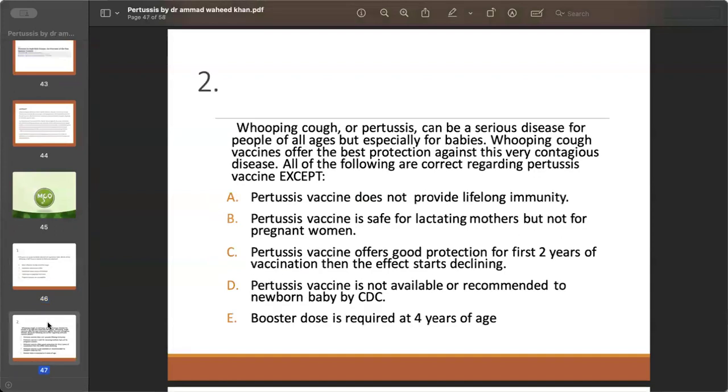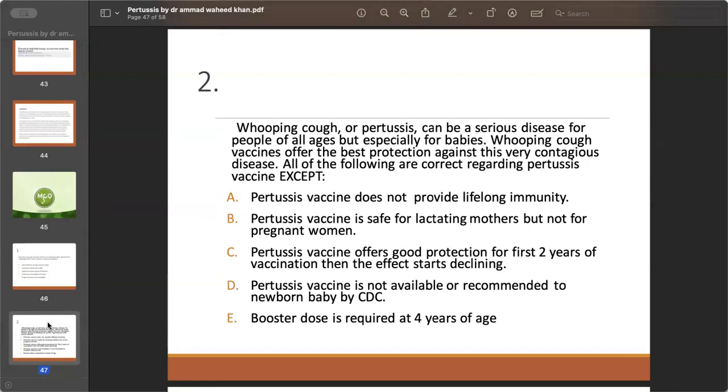Question number 2. Whooping cough or pertussis can be a serious disease for people of all ages, but especially for babies. Whooping cough vaccines offer the best protection against this very contagious disease. All of the following are correct regarding pertussis vaccine except: option A, pertussis vaccine does not provide lifelong immunity.